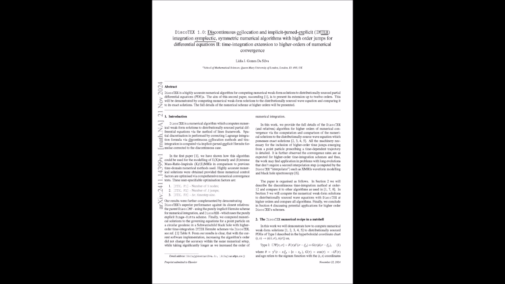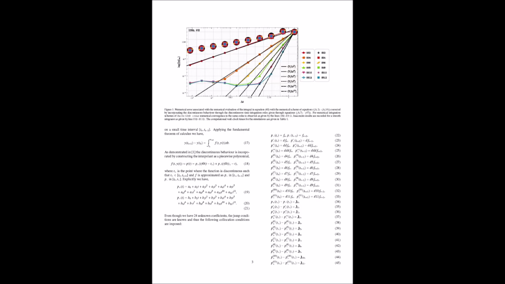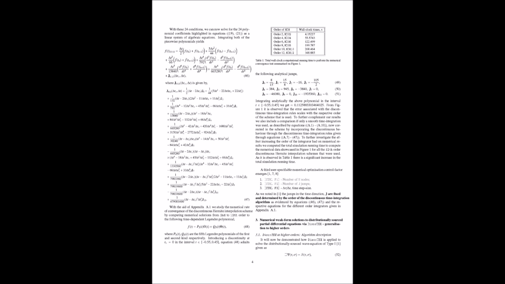It tells us how quickly the error decreases as we make the time step size smaller, and they find that DiscoTEX H2, H4, and H6 all converge to their expected orders. So as we shrink the time step, the error decreases as it should. It's a good sign that the algorithm is working as intended. So the math checks out.